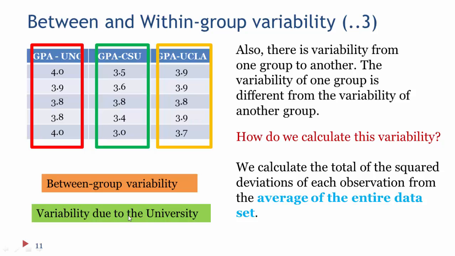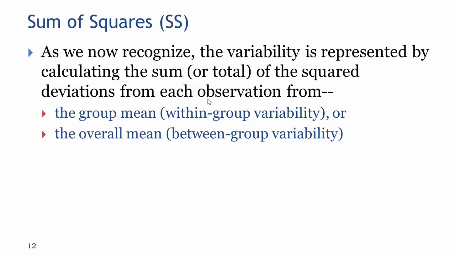So the between group variability is the variability due to the university factor, right? We had talked about it. Now what is sum of squares? So we now know the variability is represented by calculating the sum or the total of the squared deviations of each of the observations from the group mean. In case we are calculating the within group variability, right, we are subtracting each of the observations from the group mean, or from the overall mean when we are calculating the between group variability, right?